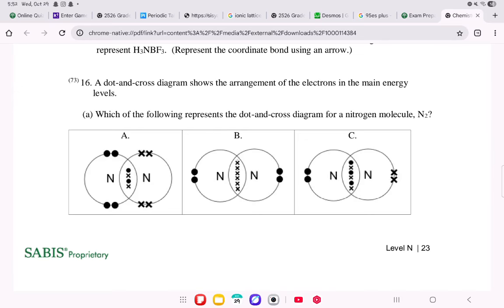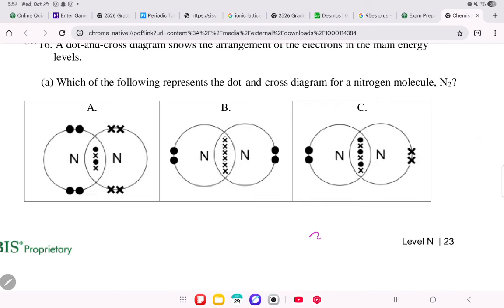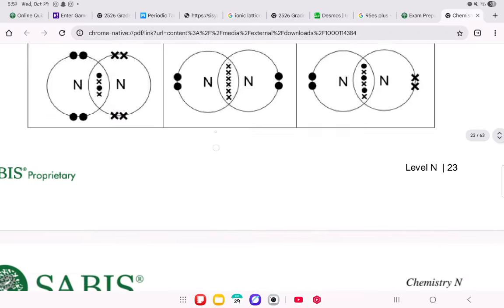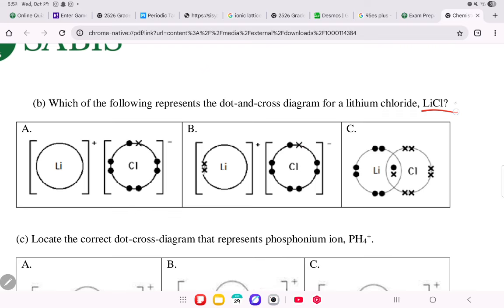Now question number 16. A dot and cross diagram shows the arrangement of the electrons in the main energy levels. Which of the following represents the dot and cross diagram for N2? We know that N2 is N triple bond N, and then two lone pairs here. So the best thing that will describe N2 is C. Okay, we move down. They said which of the following represents LiCl. LiCl is an ionic compound, right? So it's Li plus, Cl minus. So definitely for sure, it's going to be A.